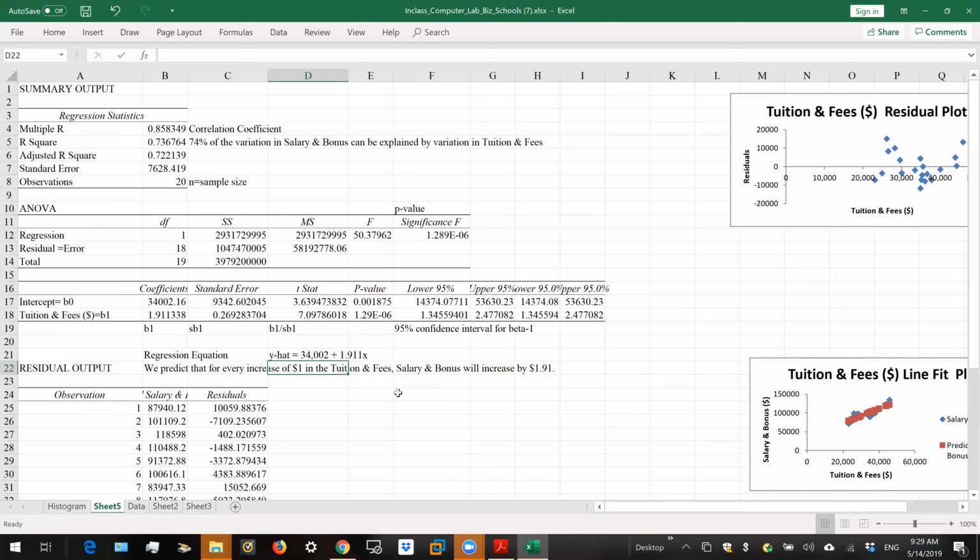Okay, now we also have a confidence interval here for beta 1, and we can say this in statistical terms by saying we are 95% confident that beta 1 is in the interval of 1.345 to 2.477. Okay? And what does that mean in business terms?